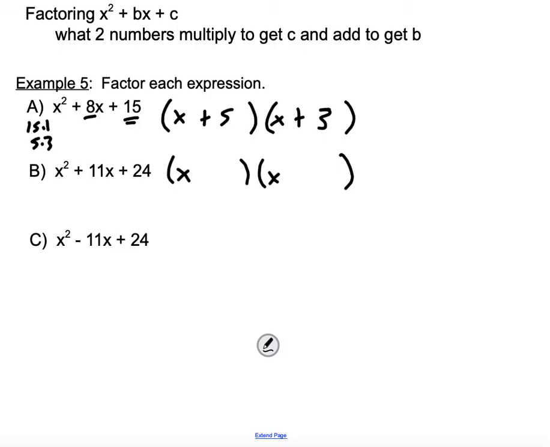What multiplies to give you 24 and adds to give you 11? So you can think through your factors of 24: 1 and 24, 2 and 12, 3 and 8, or 4 and 6. Well, they all multiply to give me 24, but which one adds to give me 11? Well, 3 and 8 are the only pair that add to give me 11. So I have to put 3 and 8 in there.